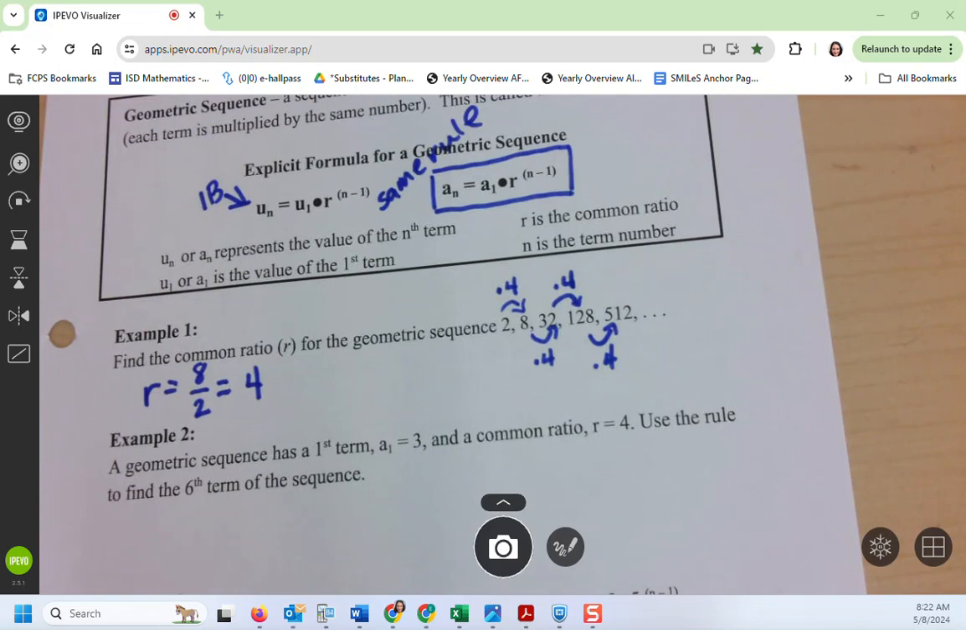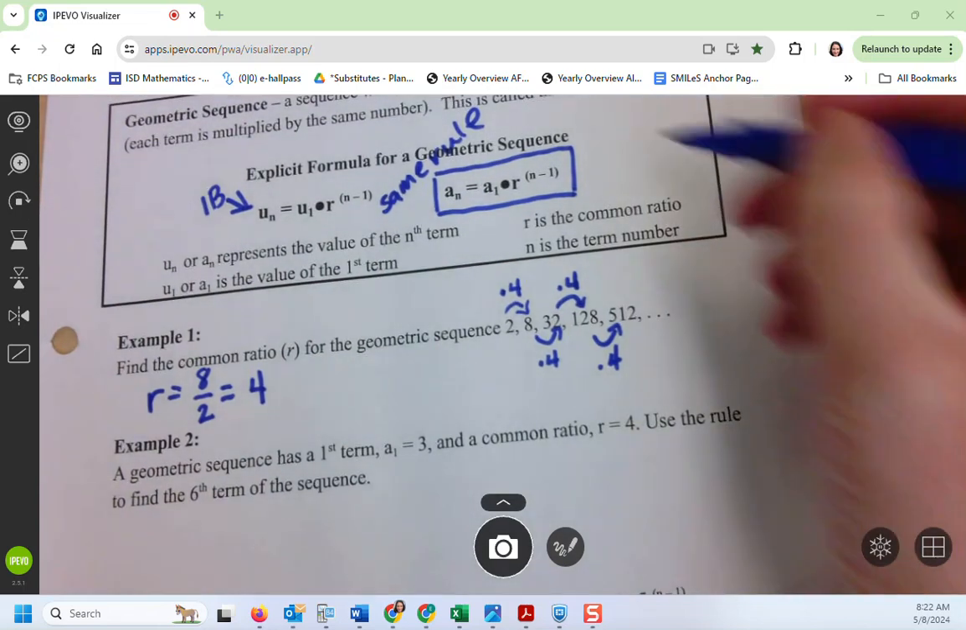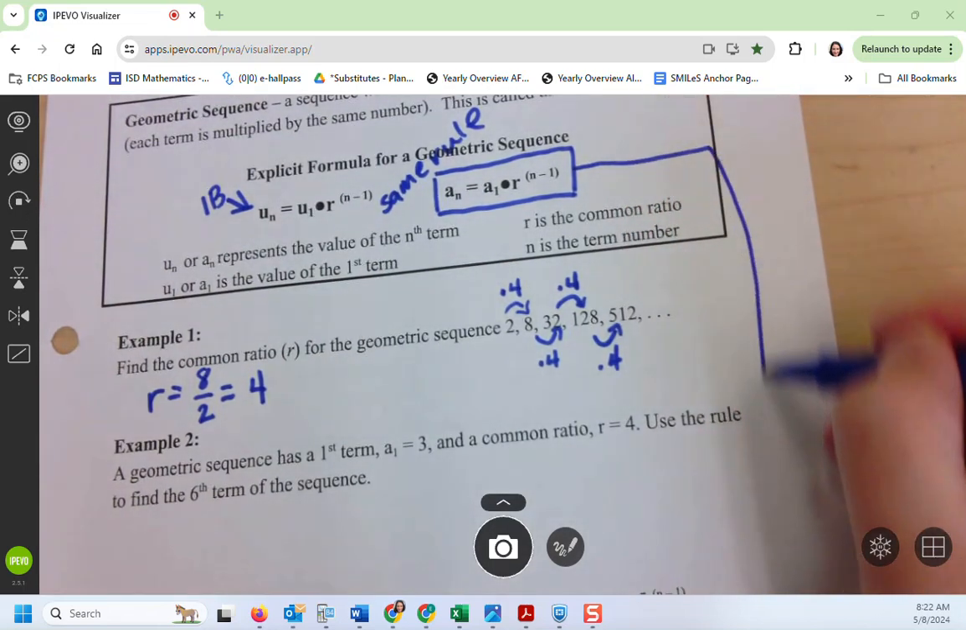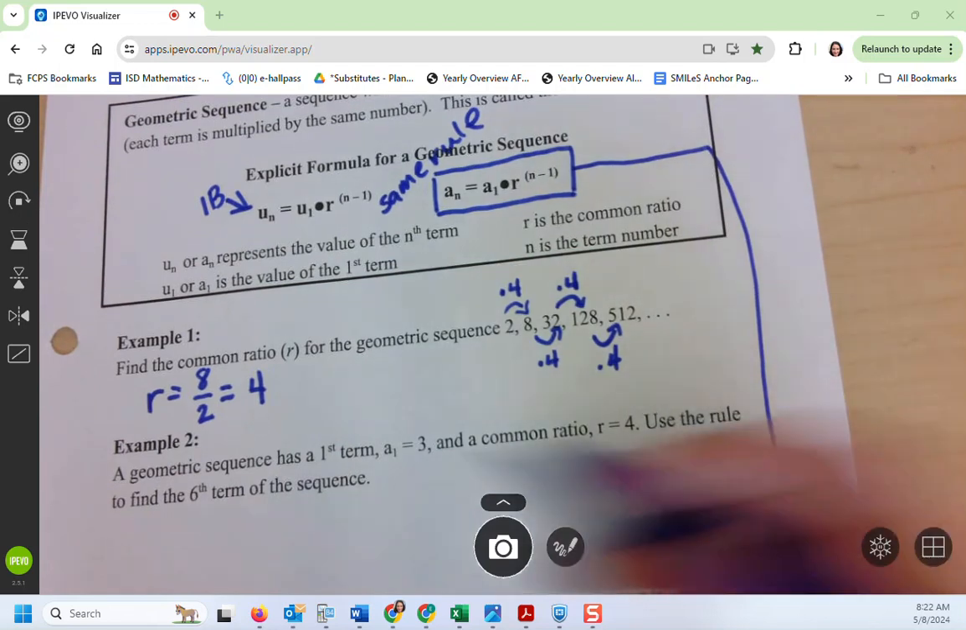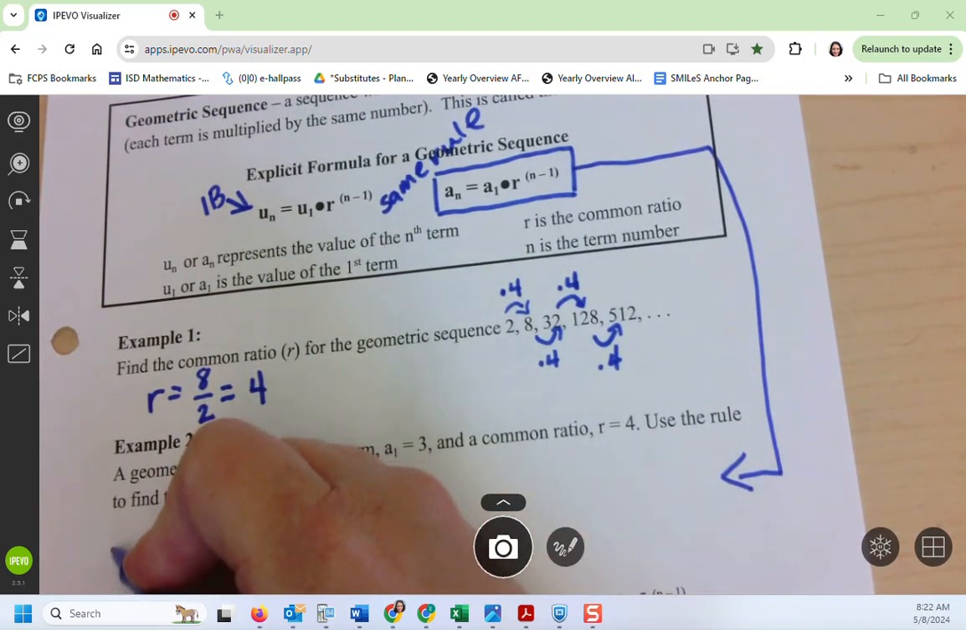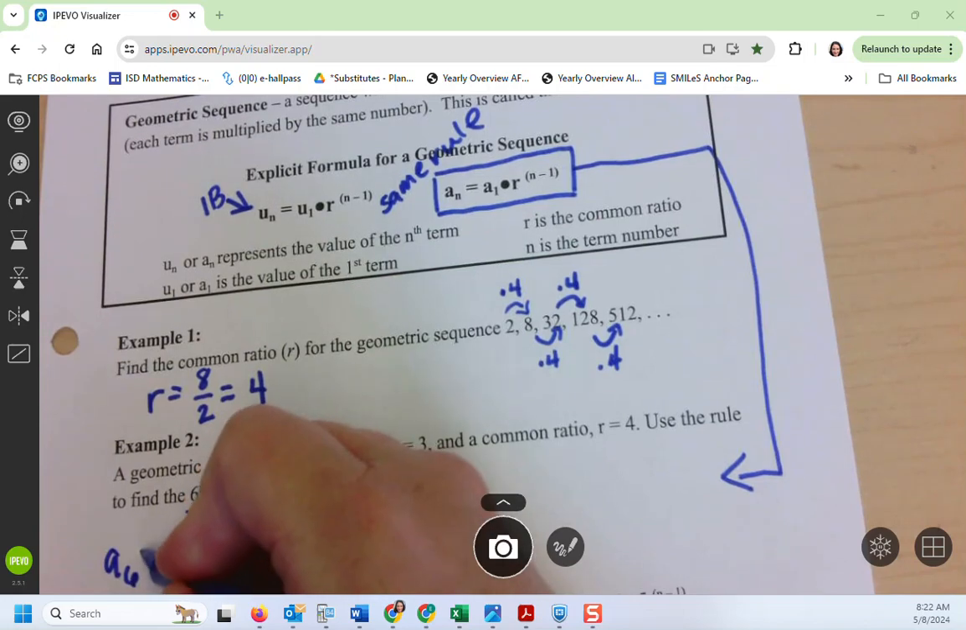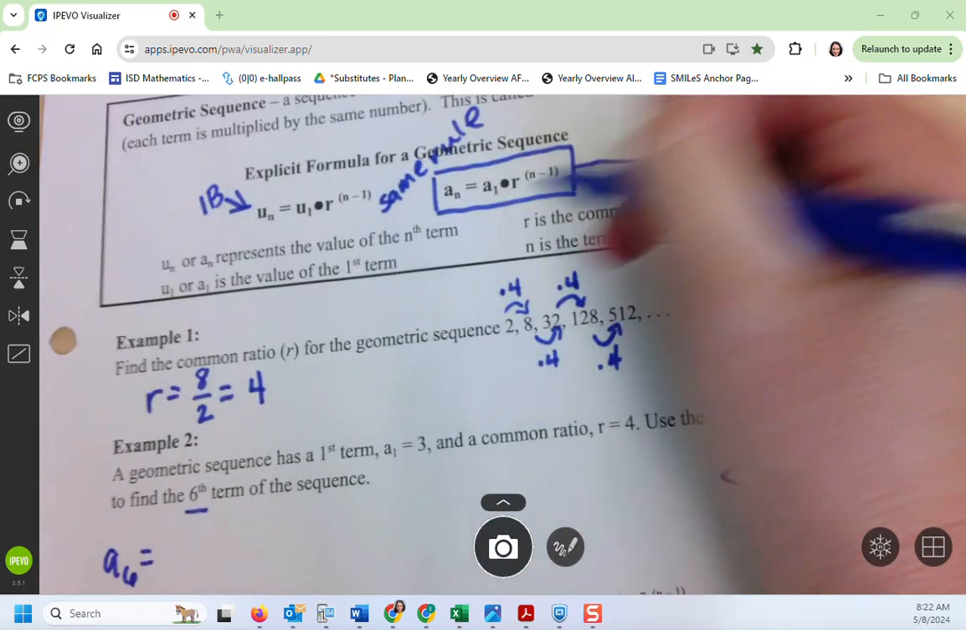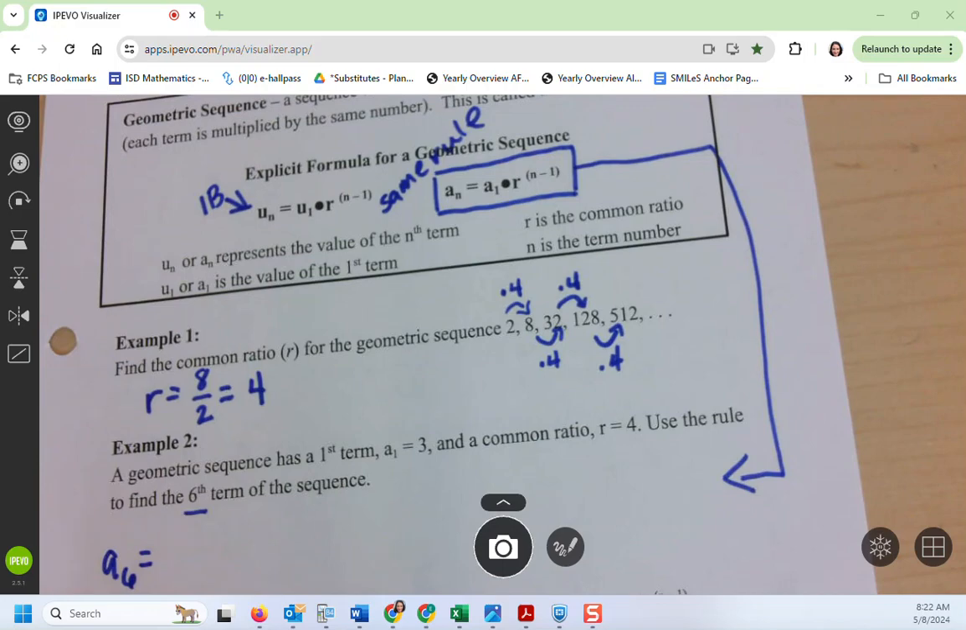Okay. So what I want you to do now is take this rule and find the sixth term. So that would be A sub 6. And you're going to use this rule to find it. So take a minute and do that.